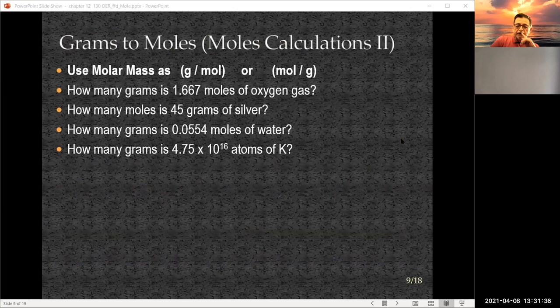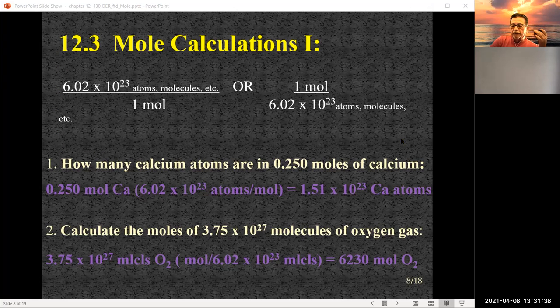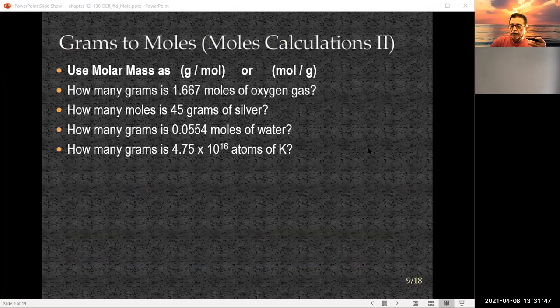All right. So that's the introduction to some of the calculations that we're going to be seeing, and not to forget it, because the mole concept is very important when we get into calculations. And I stated, to get from apples to oranges, I need to go through moles. That is our common factor between the two. Okay. All right. So here they're asking you, how many grams is 1.667 moles of oxygen gas?